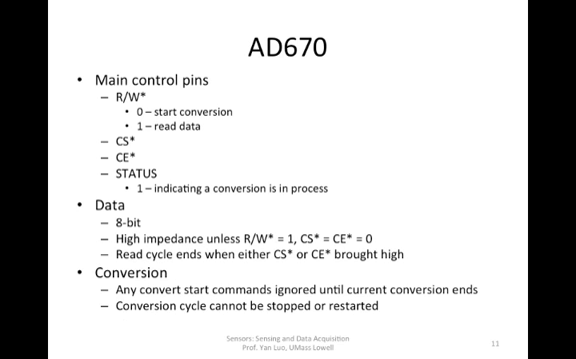CS and CE, you often see these control signals for these ICs. CS stands for chip select, CE stands for chip enable. In this case, both of them are active low, which means that if you want this chip to work, you have to give zeros on both of these pins, or logic low on both of these pins.